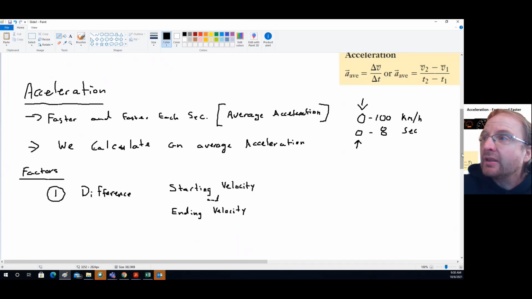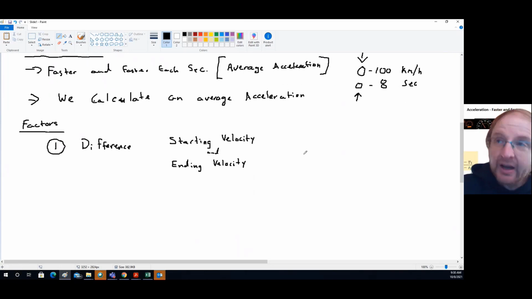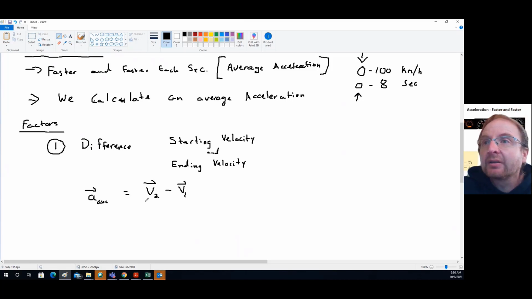And ultimately, let's write the formula out. It is indeed considered a vector. So we've got the little vector symbol, A for acceleration, and we're telling ourselves it's actually average acceleration. Basically velocity, and you can consider it speed, but we'll put the vector sign there. Velocity 2, the ending velocity, so 100, subtract velocity 1, well, we started at 0. So 100 subtract 0 would be 100, but still.